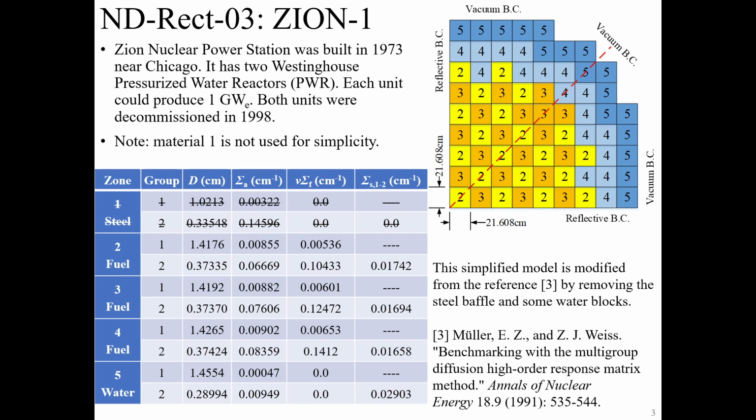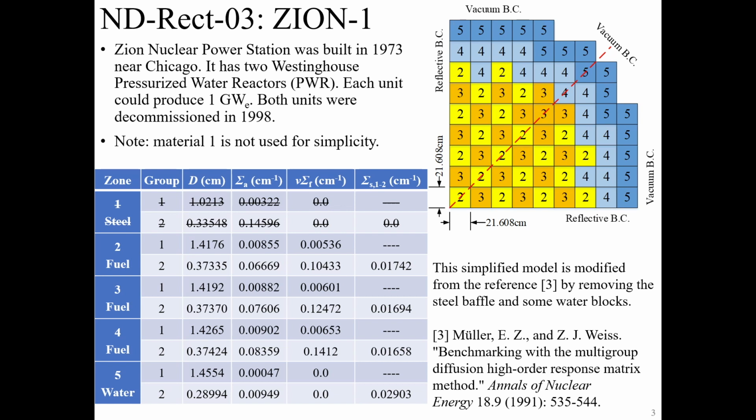Okay. The core configuration is shown on this figure. You can see that this core is made of multiple square assemblies. This figure only shows 1/4 of the core. The actual core will be 4 times larger than this figure. The number inside each assembly represent the material index. So you have material 2, material 3, material 4, and material 5.